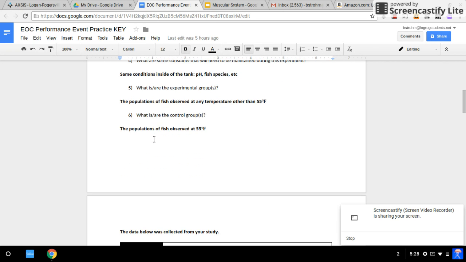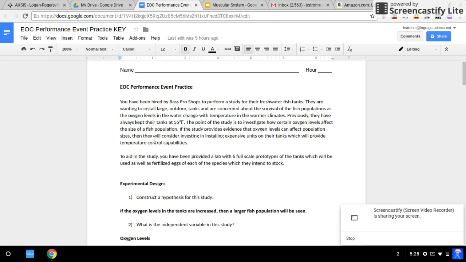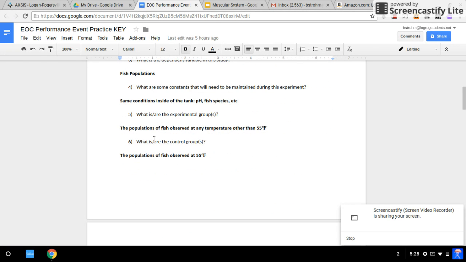Experimental groups. So in this case, we have, I think it is 4 different experimental groups, and it's just going to be any fish population that is observed at a temperature other than 55 degrees, because it says in here that usually Bass Pro keeps their fish tanks at about 55 degrees Fahrenheit. So any temperature outside of that is going to be an experimental group. The control group then is that usual 55 degree group, the fish population that we see there.